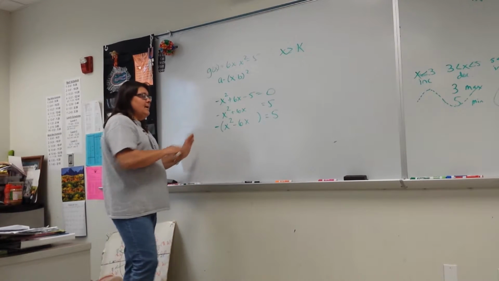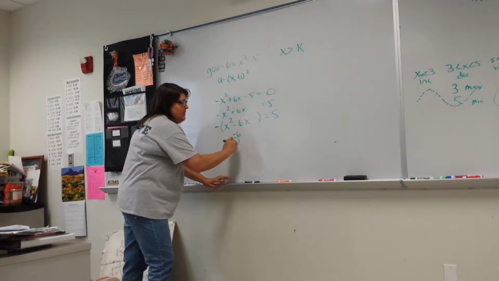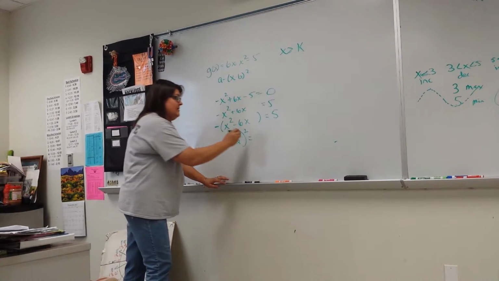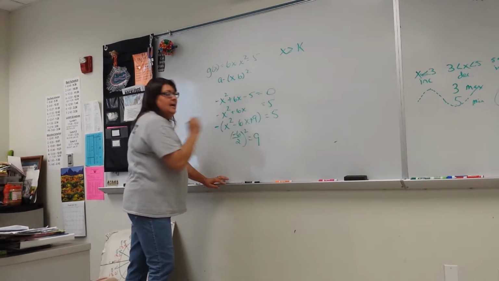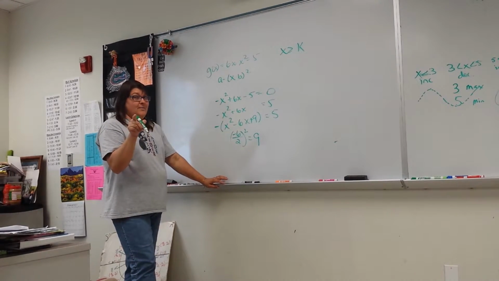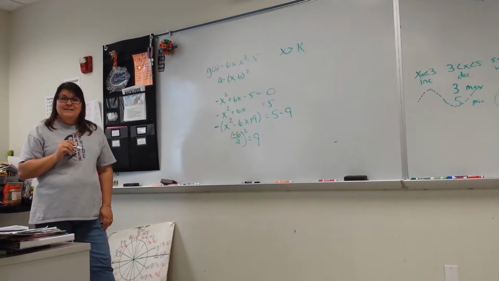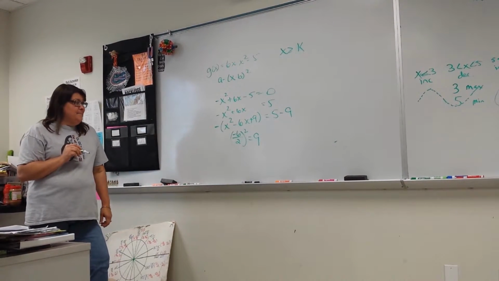Now that I have the outside, I'm going to take b, divide it by 2, and square it. So negative 3 squared is 9. I'm adding 9. But are we really adding 9? We're not. What are we adding? Negative, to the other side. That's right. Are we good? Does that sound familiar?